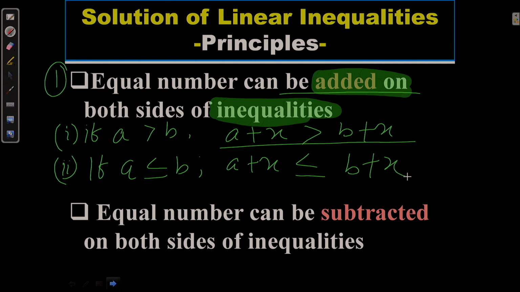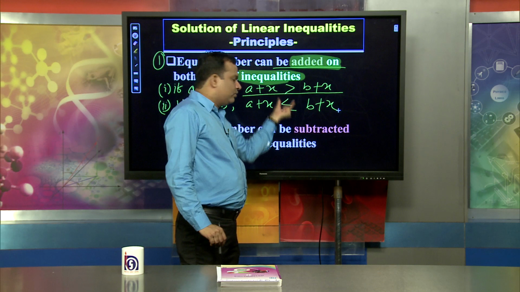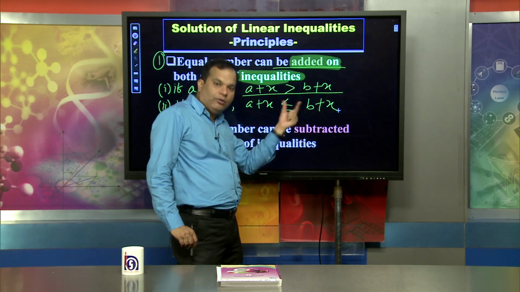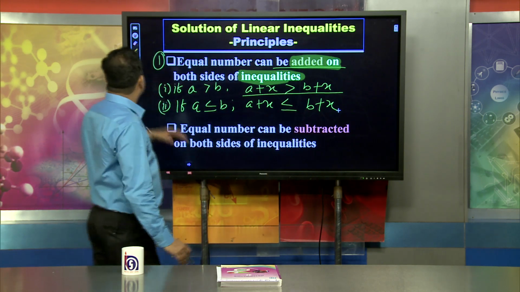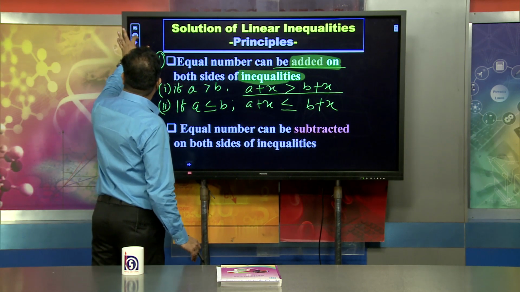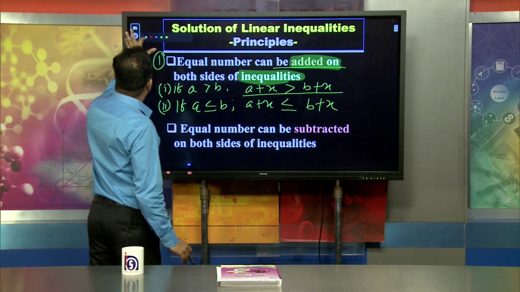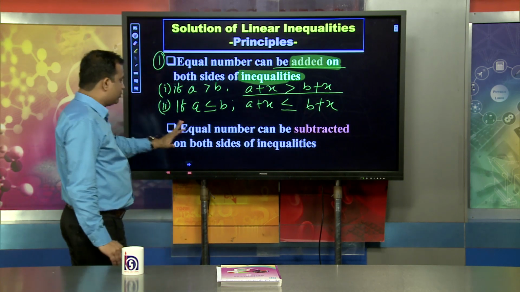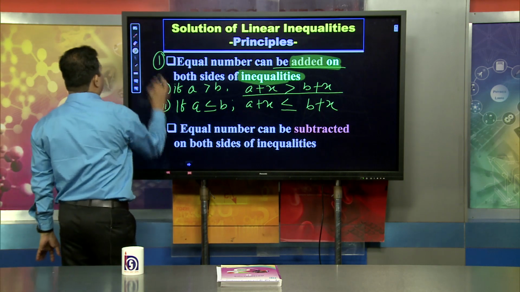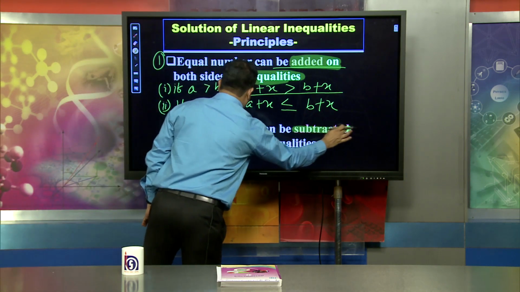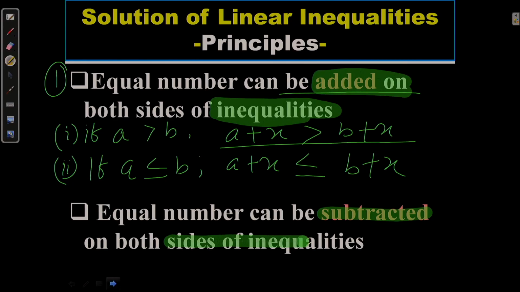That means when greater than, when a constant quantity is added, it remains greater than. When less than or equal, when a constant quantity is added on both sides, it remains less than or equal. That will not change. The second important condition we must understand is subtraction. When we subtract on both sides, the inequality will not change.